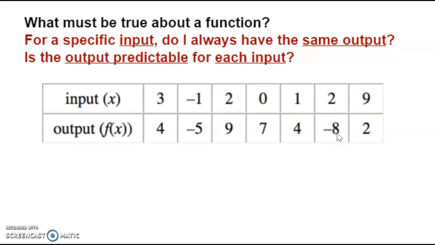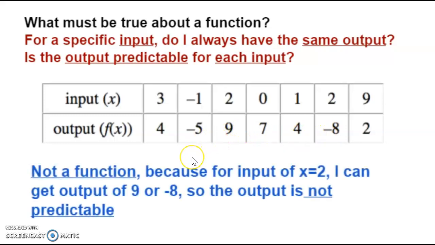So then is the output predictable? No, it's not, is it? So this is no longer a function because for the input of x equal to 2, you can sometimes get 9 as the output or -8. So the output is not predictable, so it is not a function.